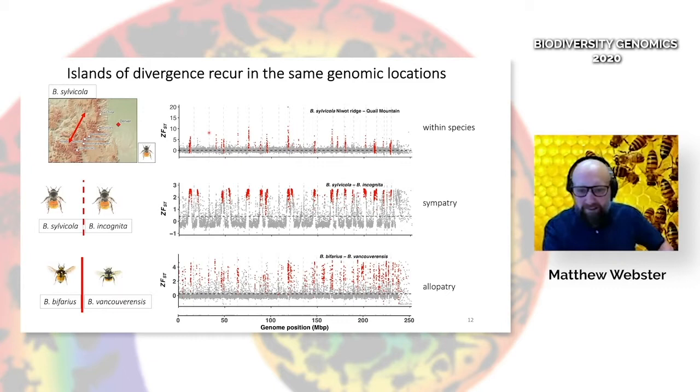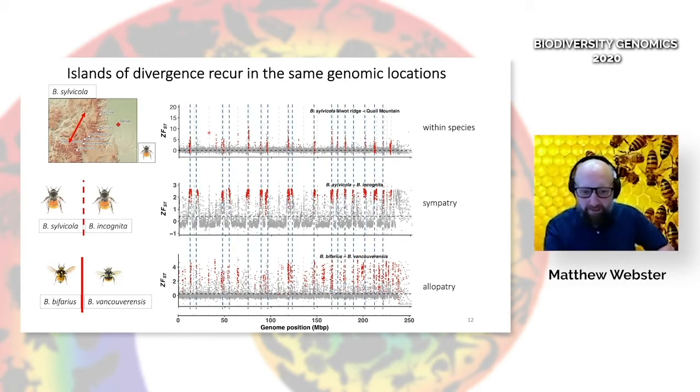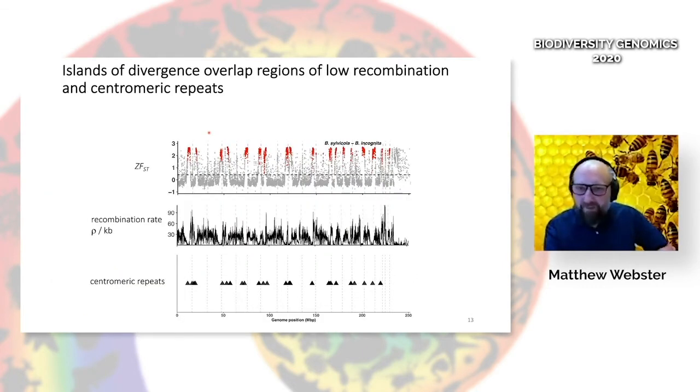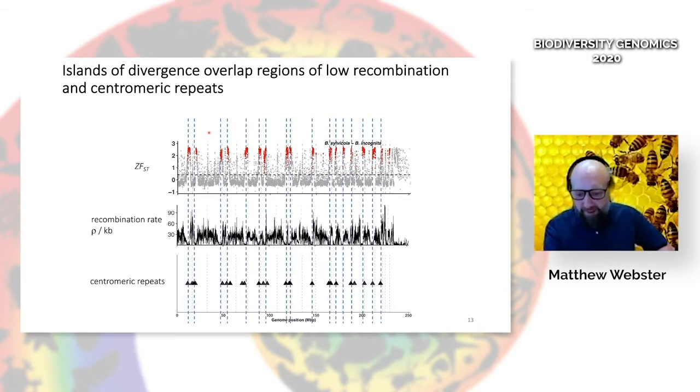And what is clear is that there are peaks in all of the comparisons, and that they occur in very similar locations. So if we then analyze the location of these genomic islands, we can find that they tend to associate with regions of low recombination and with the putative centromeric repeats that we identified. And this is typical of incidental islands that are caused by linked selection.